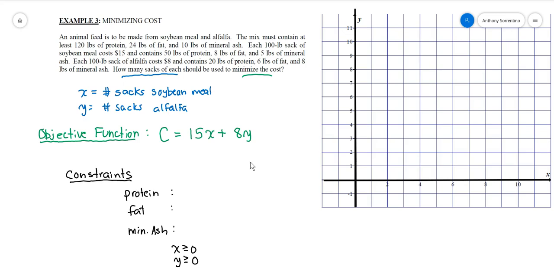So these have already been taken care of, but it's always important to keep those in mind because some things are going to be implied. You should know that they have to be positive depending on the circumstance. So I need to come up with 3 formulas for this. What I want you to do is see if you can come up with the formulas, the constraints, based off of protein, fat, and mineral ash for this problem.